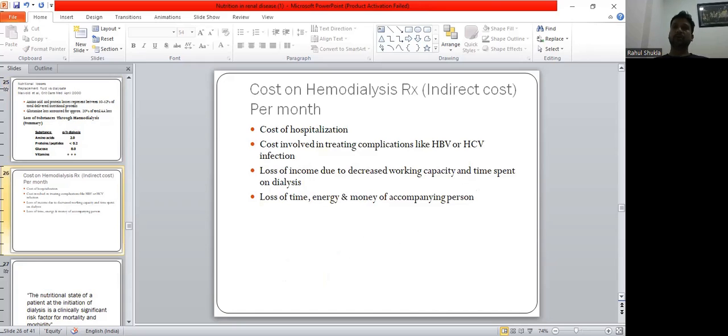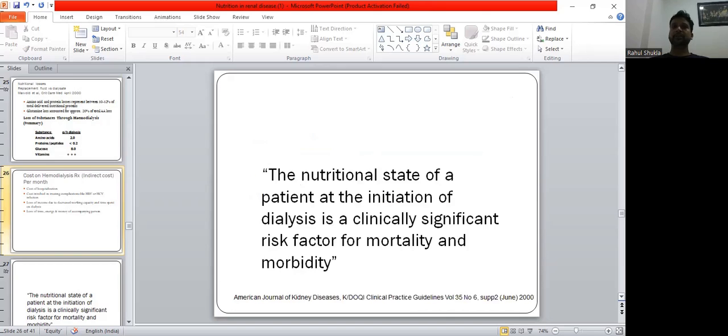Now coming to the cost of dialysis treatment, because of several complications, many times the patient is hospitalized, so there is the cost of hospitalization. Because of associated blood-borne infections like hepatitis B and C, their treatment involves further costs, and there is loss of income due to decreasing work capacity because you need to spend time in the dialysis room, and loss of time, energy, and money of the accompanying person because one person has to take care of the patient. So there are several cost issues in dialysis patients.